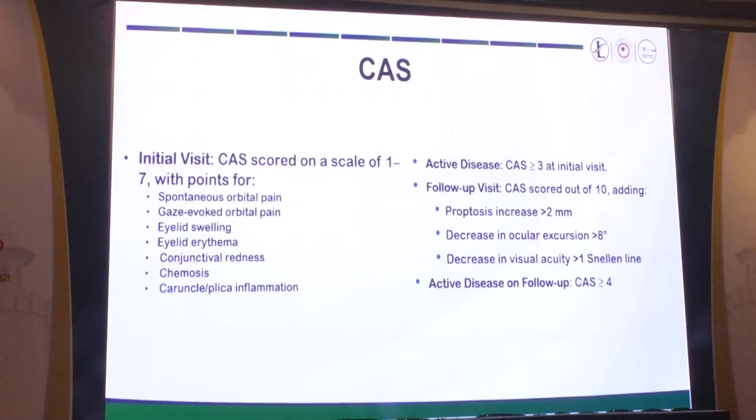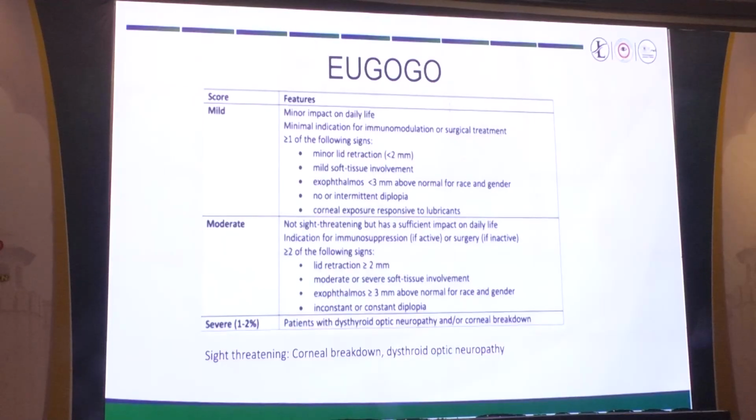In the initial visit, you grade the patient for 7 points. The 7 points are listed in front of you: spontaneous orbital pain, gaze-evoked orbital pain, eyelid swelling, eyelid erythema, conjunctival redness, chemosis, and so on. If the disease is active, you have 3 of these signs present in the first visit. In the follow-up you assess out of 10 rather than the 7, including proptosis, decrease in ocular excursion, and decrease in visual acuity. If it is more than 4, from there onwards, we are still in the active state.